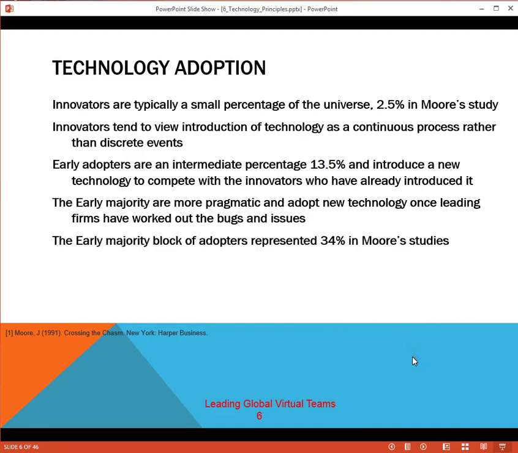The early majority are more pragmatic and adopt new technology once leading firms have worked out the bugs and issues. The early majority block of adopters represented about 34% in Moore's studies. The early majority tend to be cautious about innovation. They adopt innovation that has already proven successful with others.